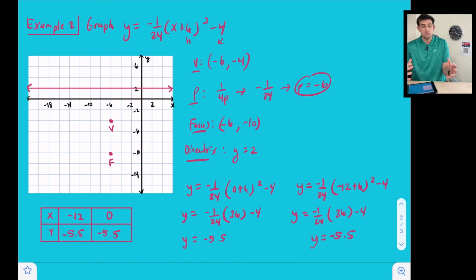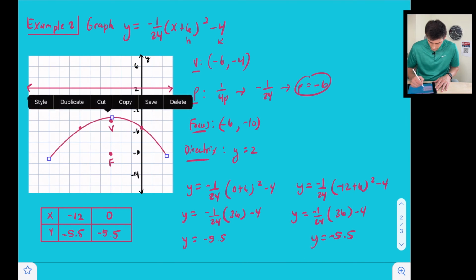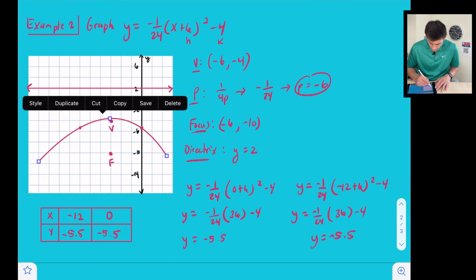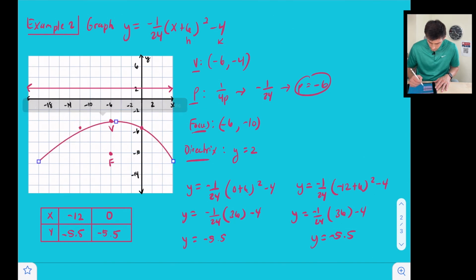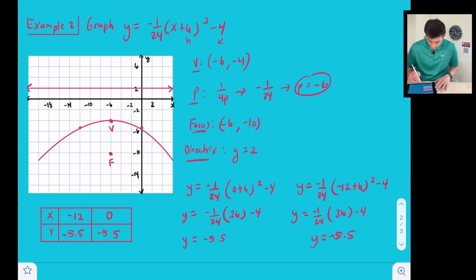Okay, so we can plot those 2 points to give us our general shape for our parabola. Okay, so we have 0, -5.5, so we'll put that about right there. And -12, -5.5, we'll also put that about right there. Okay. All right, so we'll draw our parabola through these points. Missed them there, but I can adjust this to fit. Let me get it a little bit more up. All right, I think that's pretty good.